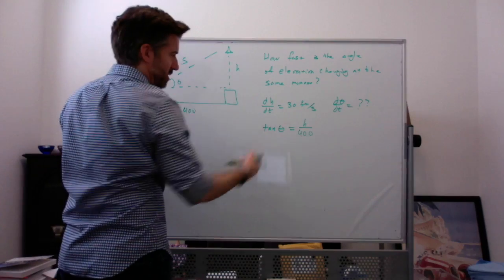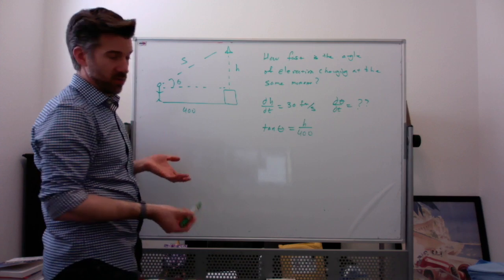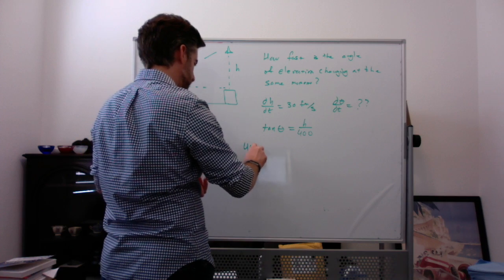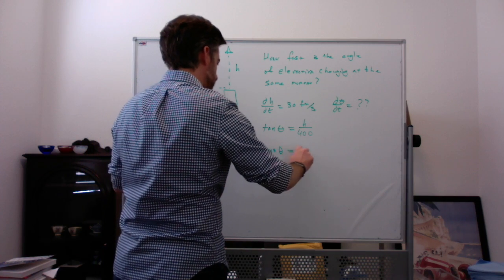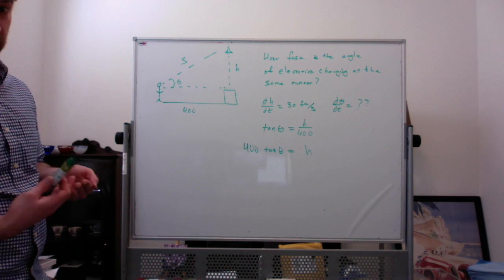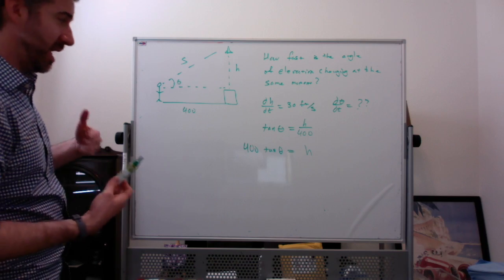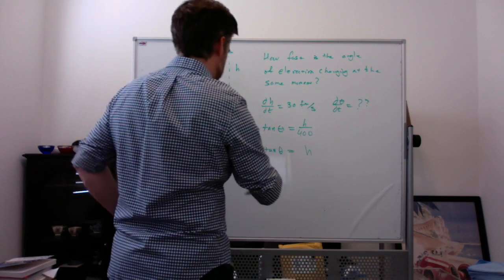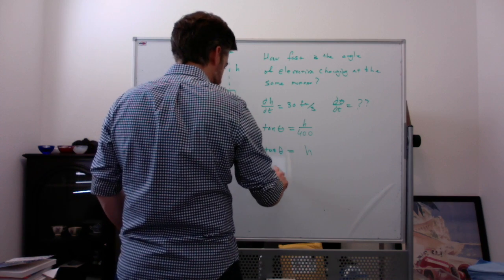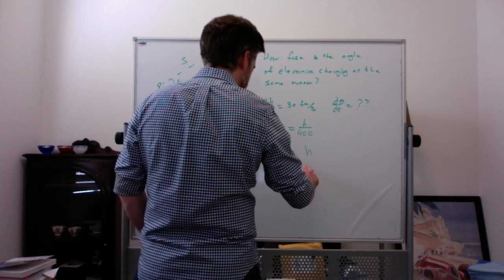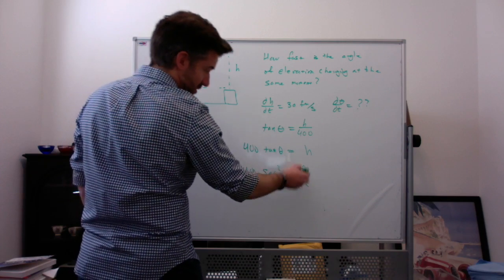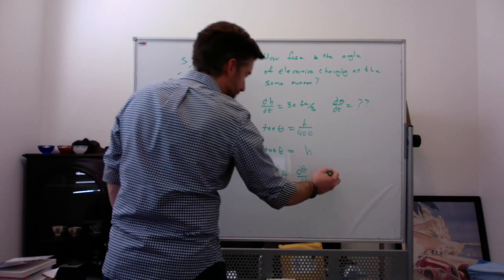I can either take the derivative of both sides right now. The derivative of h over 400 is 1 over 400 times dh dt. Or I could first multiply both sides by 400, so I don't even have to think about using a quotient rule. Then the derivative of 400 tangent theta is 400 times the derivative of tangent theta, which is secant squared theta times d theta dt. The derivative of tangent of some stuff is secant squared of the stuff times the derivative of the stuff. And the derivative of h is dh dt.